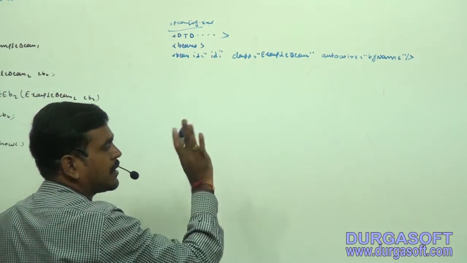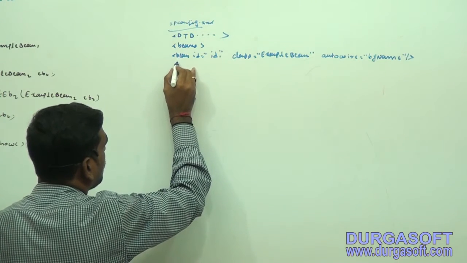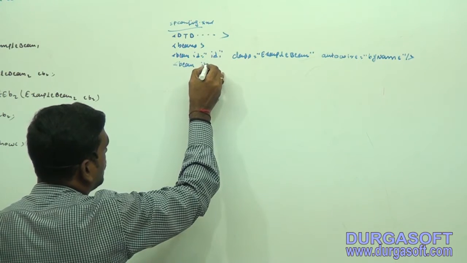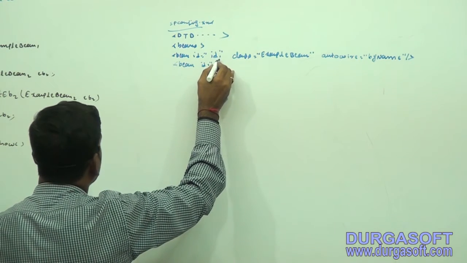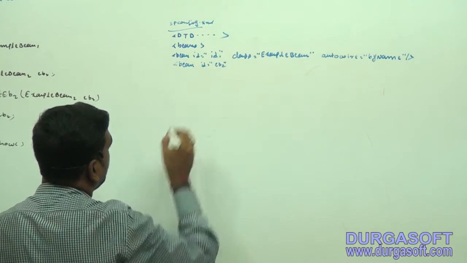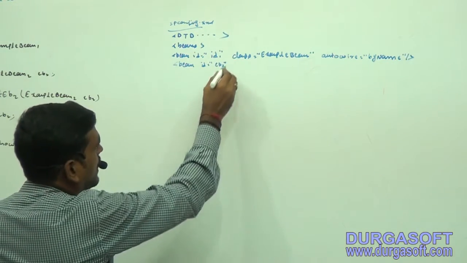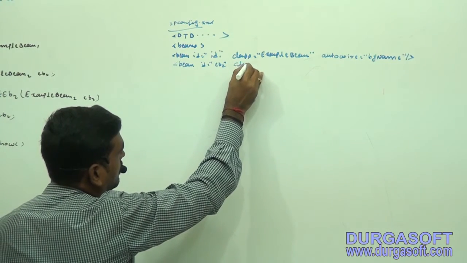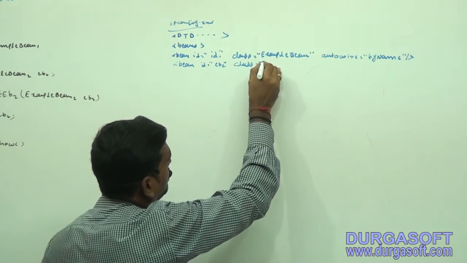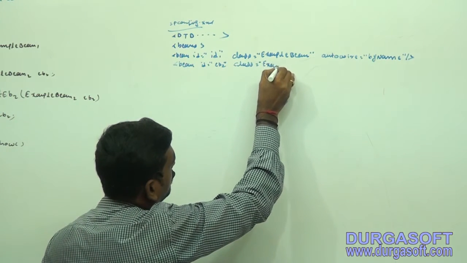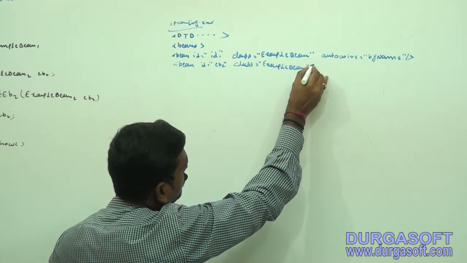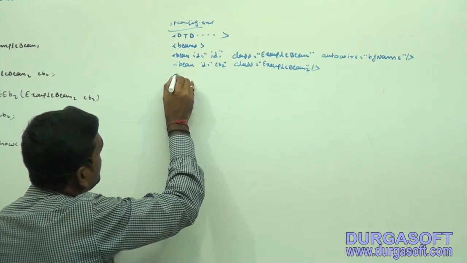See now how it is configured. Outer bean configuration completed. The next bean id is equal to what is the inner bean reference variable here? eb2. Then class is equal to example bean2.